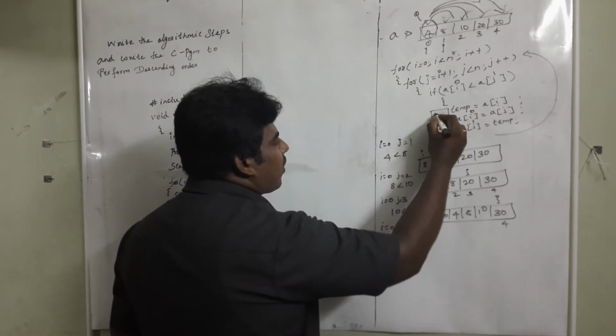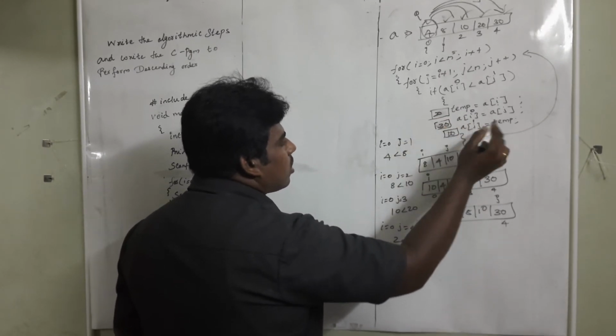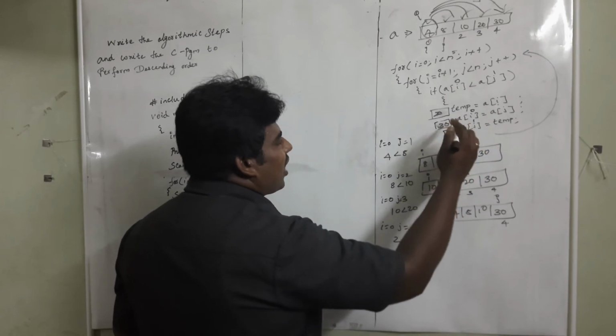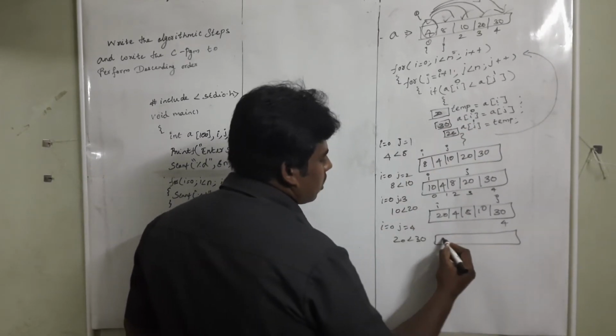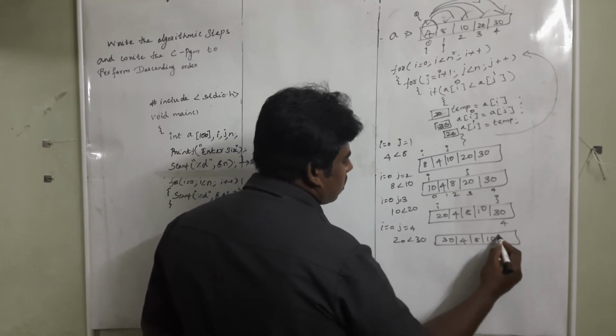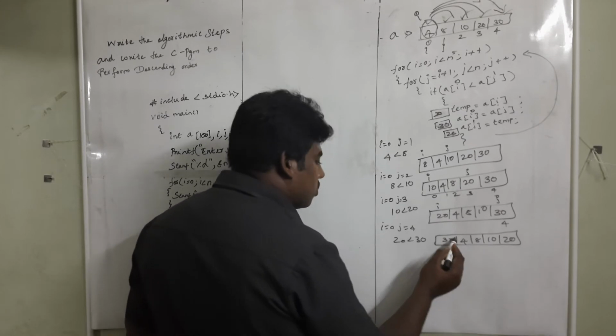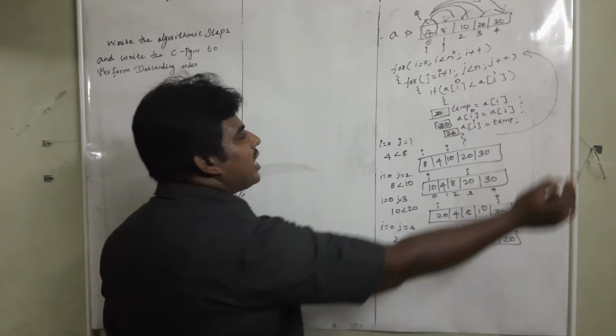So what is a of i now? 20. What is a of j? 30. What is temp value here? 20. So again it will be swapped like this. 30, 4, 8, 10, 20. So at first you will get the biggest value. Now again j plus plus.